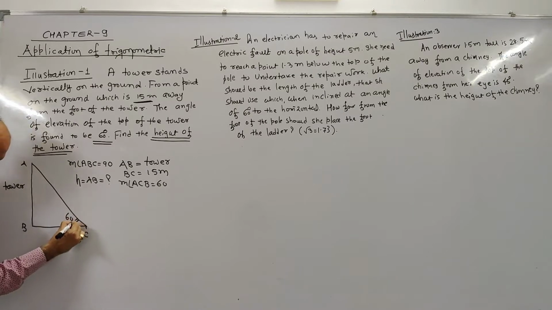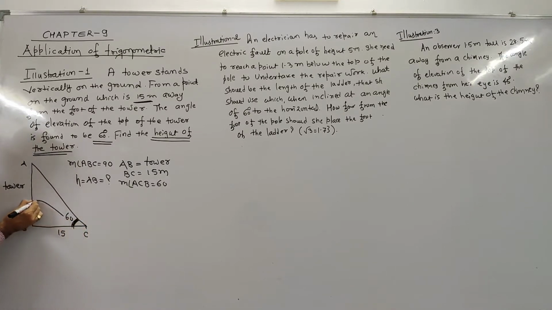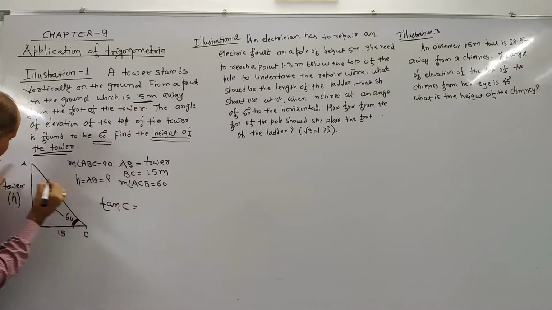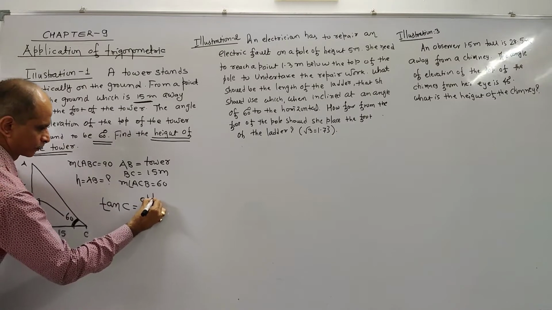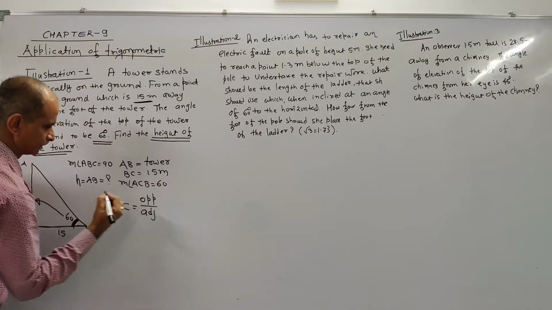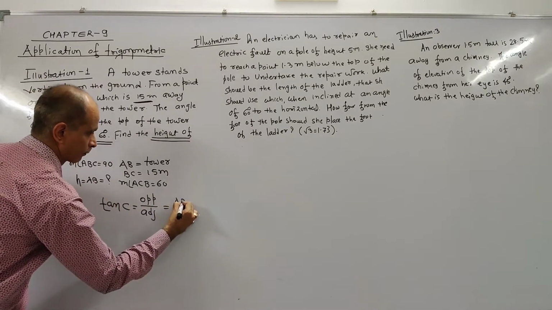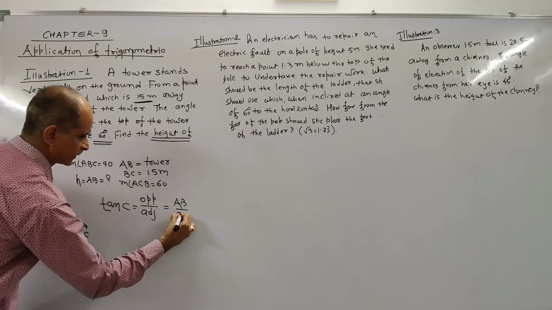So one angle is given to you. This AB is known as the opposite side, that you have to find out. Tower height is H, and the adjacent side is given to you. Opposite and adjacent means you have to use tan theta. So tan 60 degrees, tan means opposite side upon adjacent side. Opposite side means AB and adjacent side means BC.